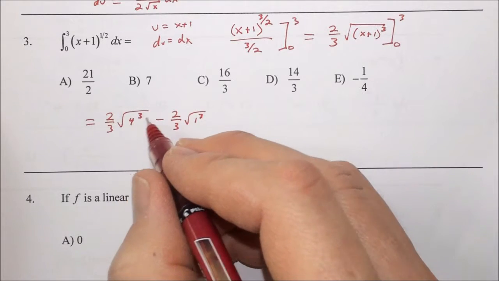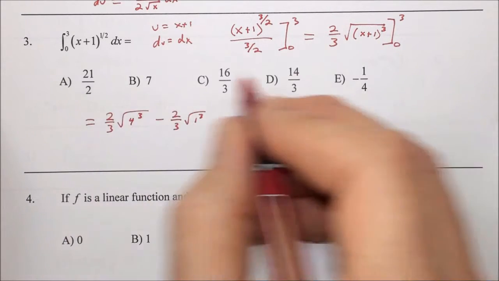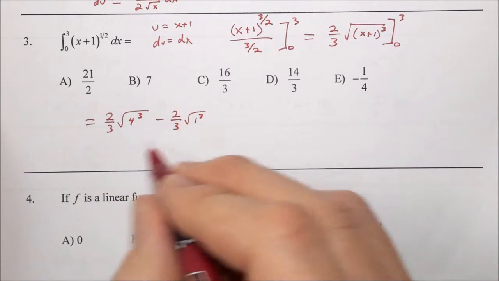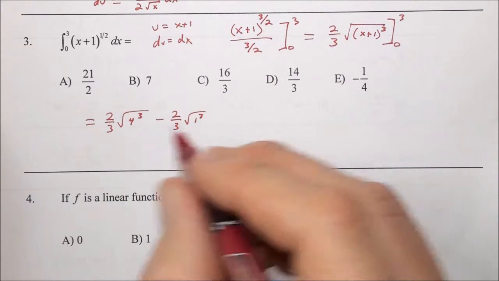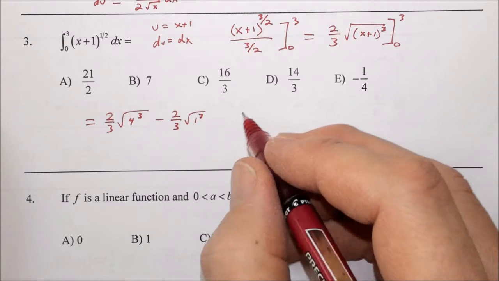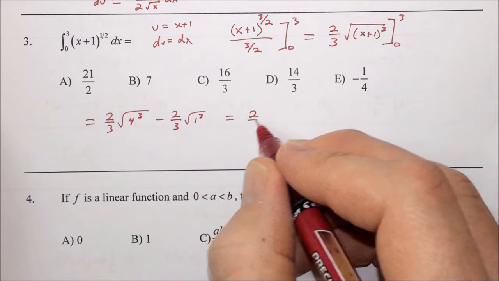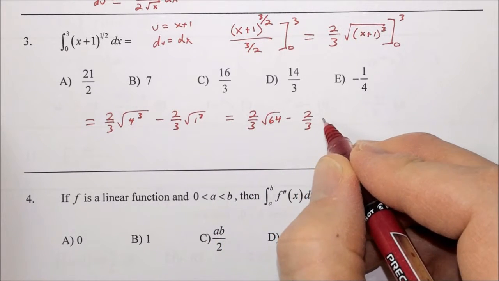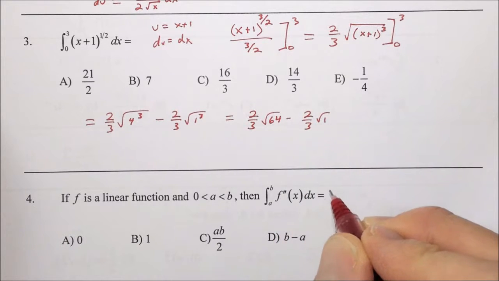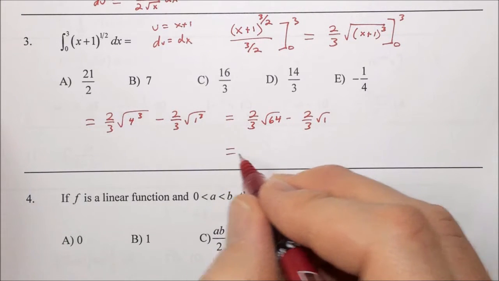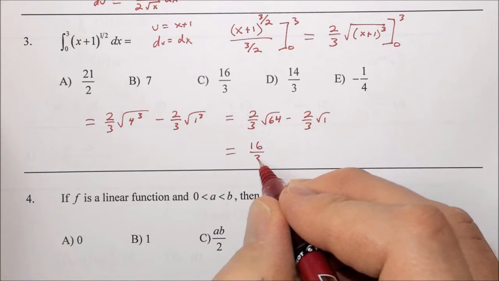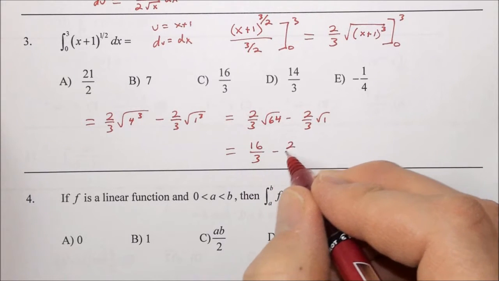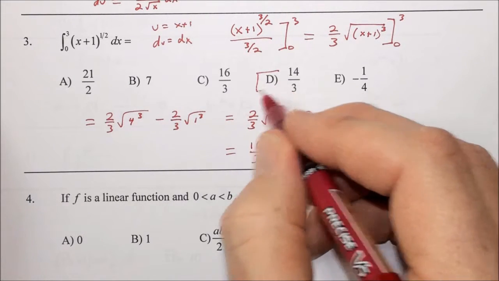All right, none of those answers look like any of these, so we've got to rework this. 4 cubed, 4 times 4 times 4 is 64. So we have 2/3 times the square root of 64 minus 2/3 times the square root of 1. The square root of 64 is 8, so we have 2 times 8, or 16 over 3, minus 2/3. Now we see our answer is D.